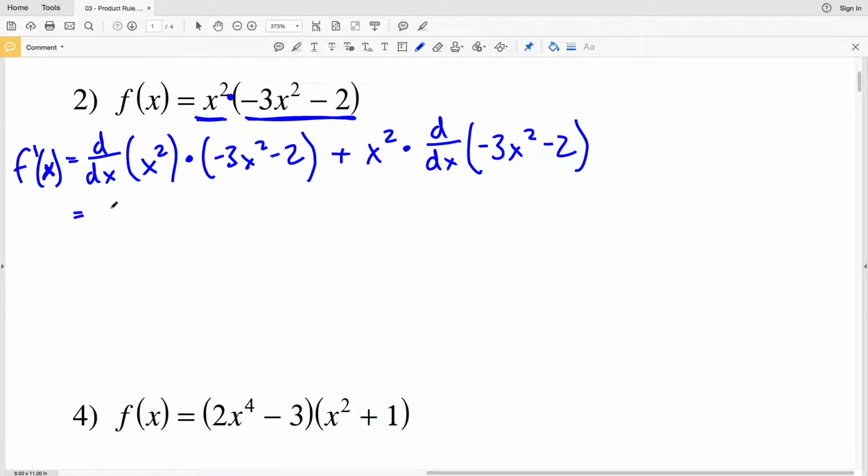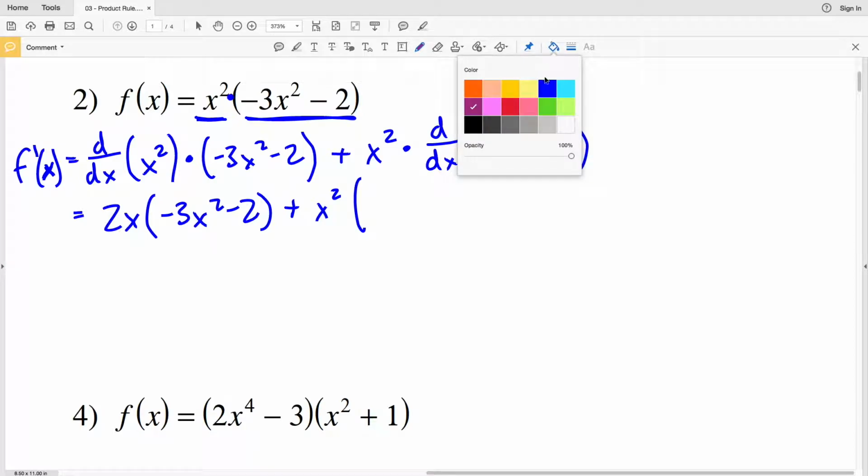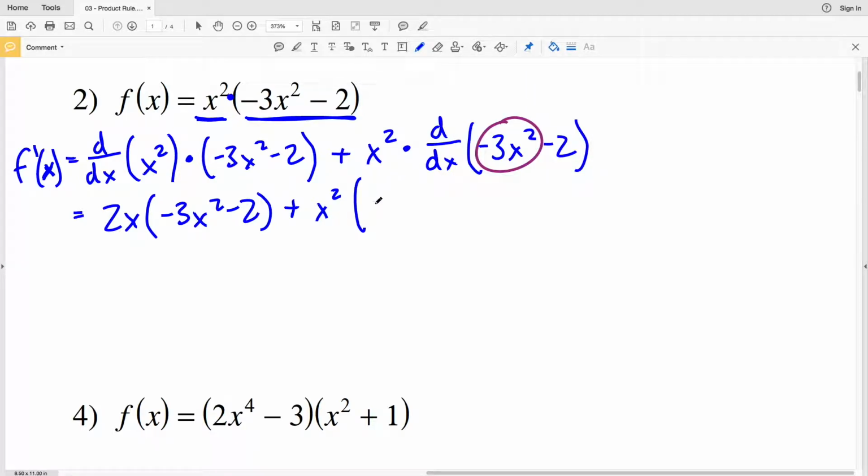So the derivative of x squared is 2x, and that's multiplied by negative 3x squared minus 2. And then we're adding that to x squared times the derivative of negative 3x squared minus 2, which this 2 is a constant, so that part of the derivative will be 0, but negative 3x squared, taking the derivative of that, negative 3 times 2 is negative 6, and that will be x to the first because 2 minus 1 is 1.